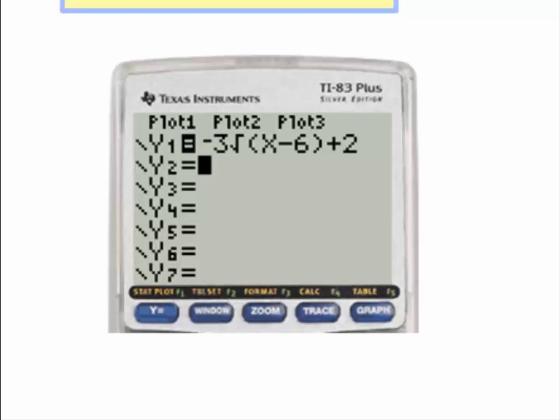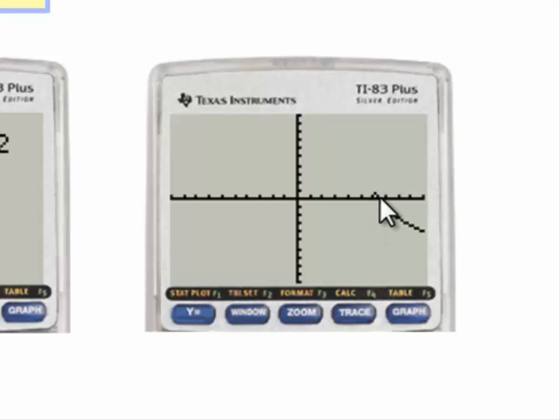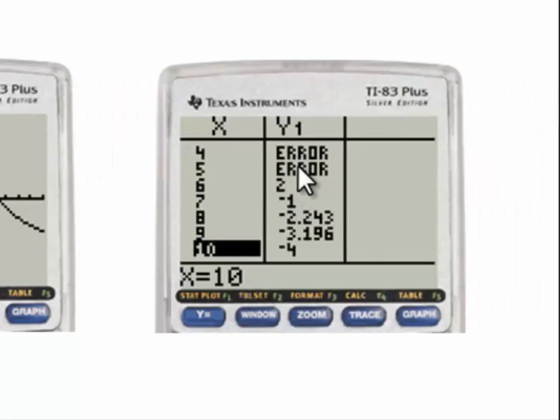Solution: putting the equation in y1, graphing it, we see that this is a decreasing function, and it looks like the maximum point is here. This is hard to see, so we will use our table, but we know this is occurring at 6, positive 2. So any values to the left of 6 are going to be undefined, and the largest y value is a positive 2. Using our table, we see anything less than 6 is giving us an error, it's undefined. And then the largest y value is the value of k, which is 2.